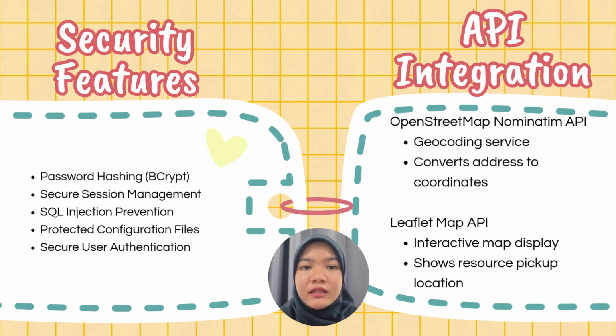API integration. The system integrates two external APIs. The OpenStreetMap Nominatim API is used for geocoding addresses into latitude and longitude coordinates, while the Leaflet Map API is used to display resource location on an interactive map.